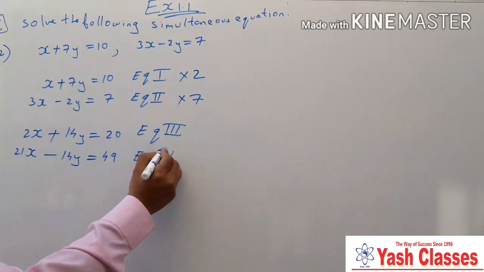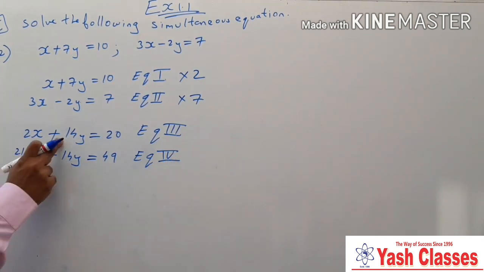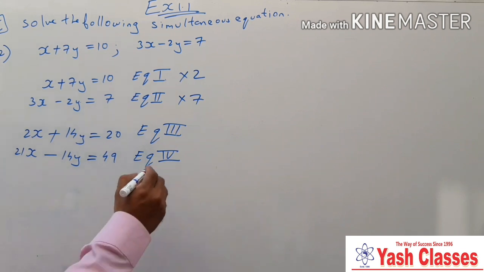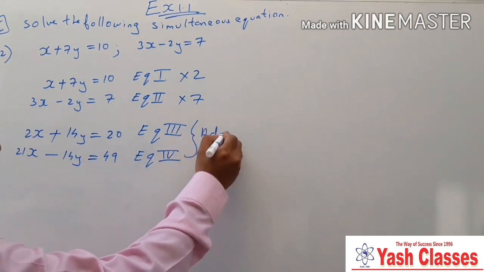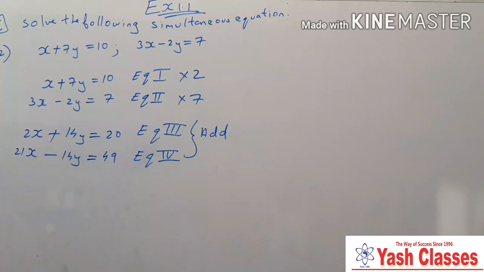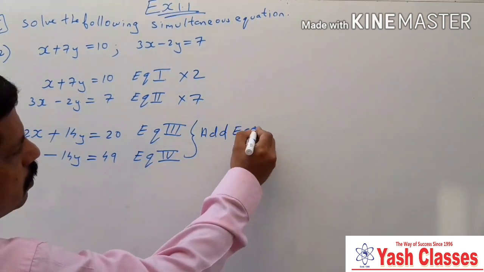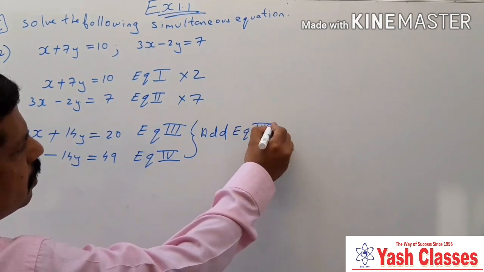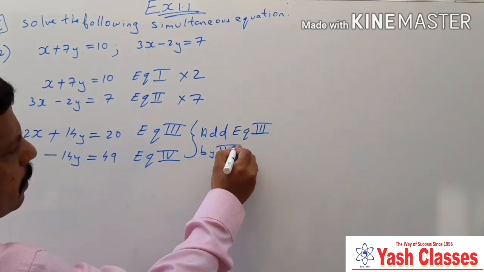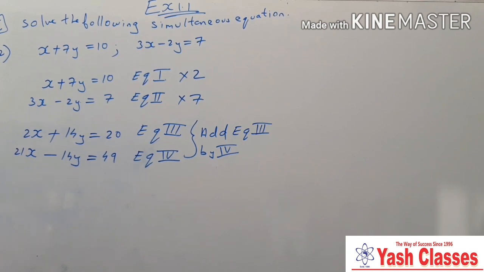Equation number 4. Here plus and minus are there, so you have to directly add. Why? Because plus and minus is coming, so you have to make it addition. Add equation 3 by 4. In addition, you do not change the sign, keep it as it is.